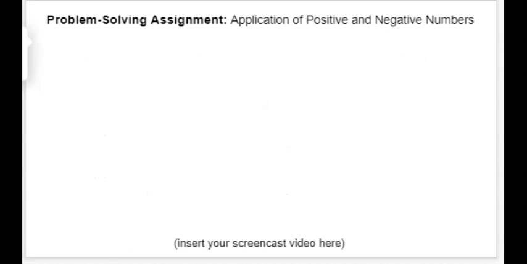Now this is meant to be a challenge. It's meant to get you thinking. It's a problem-solving assignment. This is not just copying things out of a textbook. This is supposed to be challenging. But of course, you can ask me for help if you're stuck.